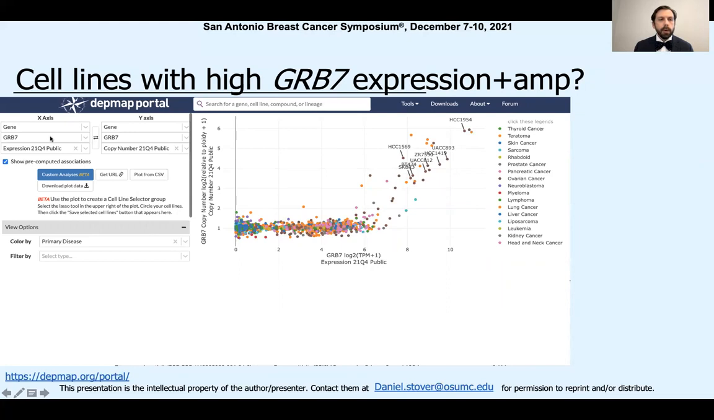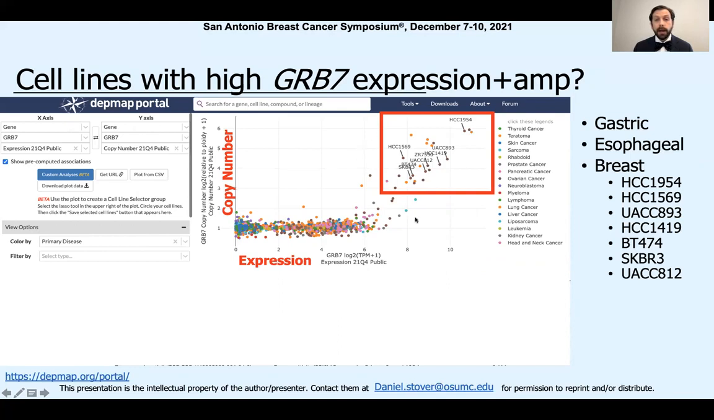In this Explorer, we can put the expression along the x-axis and the copy number along the y-axis by just inputting our gene into the search bars. And we can pretty quickly identify that there are a decent number of cell lines that have high copy number and high expression of GRB7, which matches what we saw in the patient data. These are primarily gastric, esophageal, and a variety of breast cancer cell lines, several of which I've labeled here.